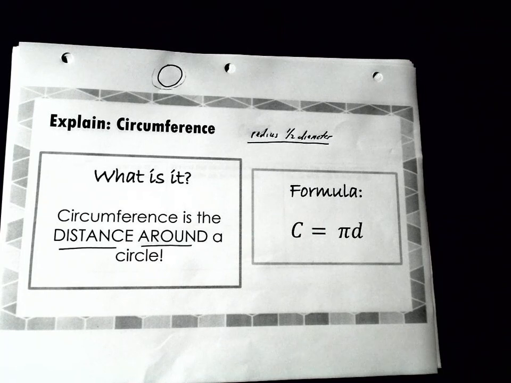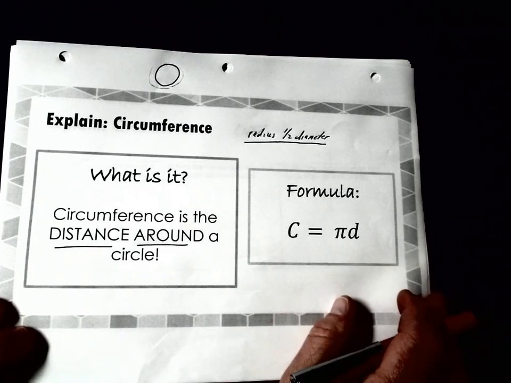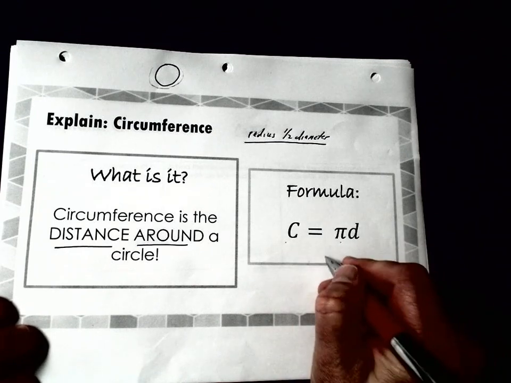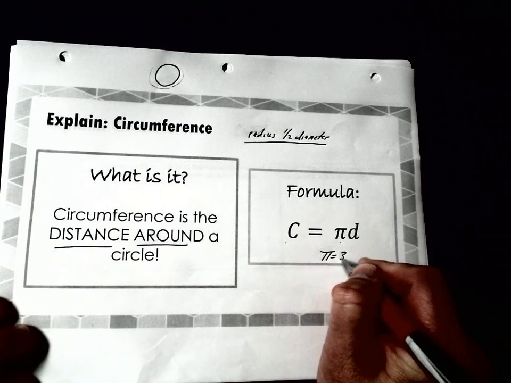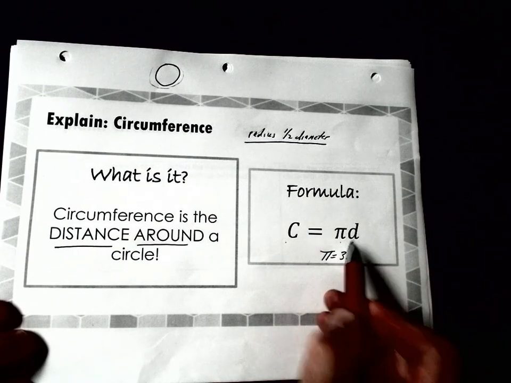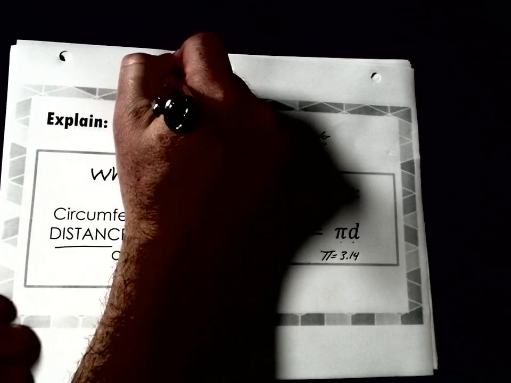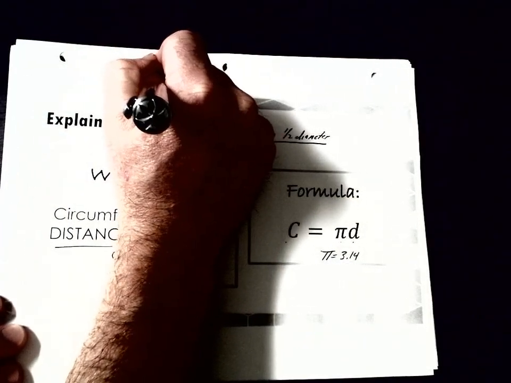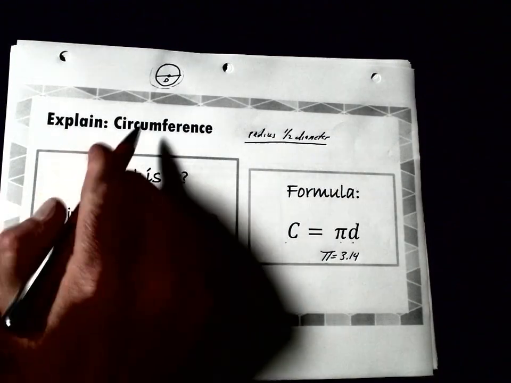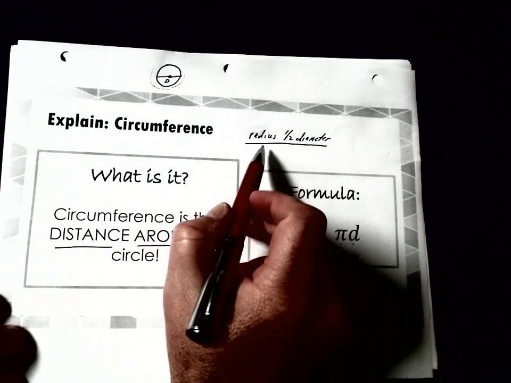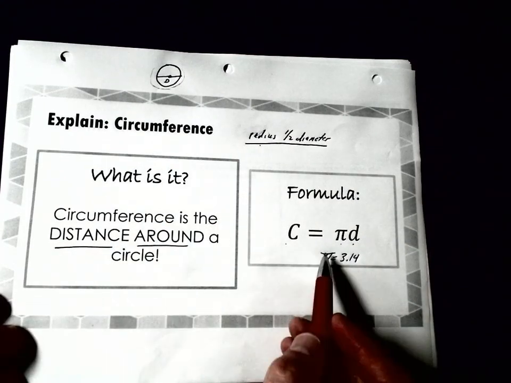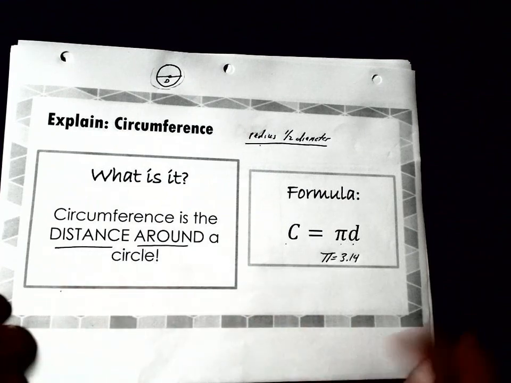Now, how do we find the circumference of a circle? Here's the formula we're going to use. Circumference equals pi times the diameter. When we use pi, we're going to use 3.14 most of the time. From the video we watched, the diameter is the distance from one side of the circle to the other, going through the middle, and the radius would be half of that diameter. So there's the formula. This is what circumference actually means.